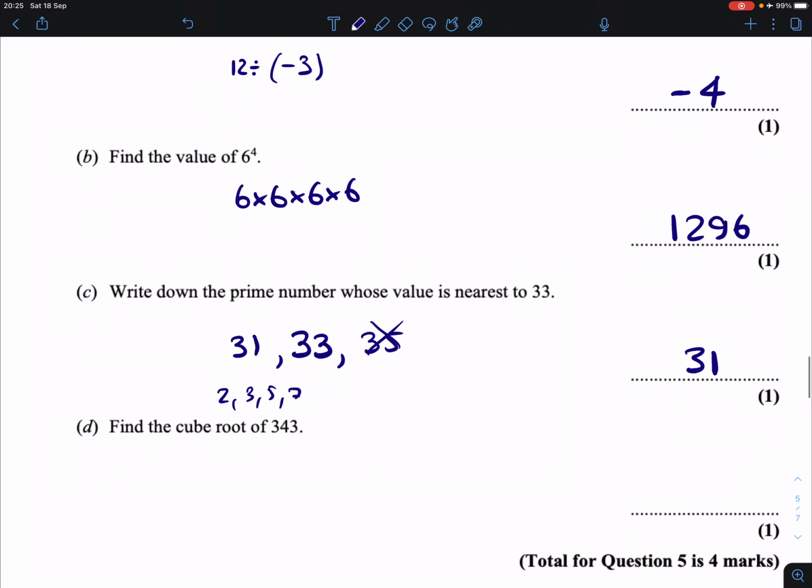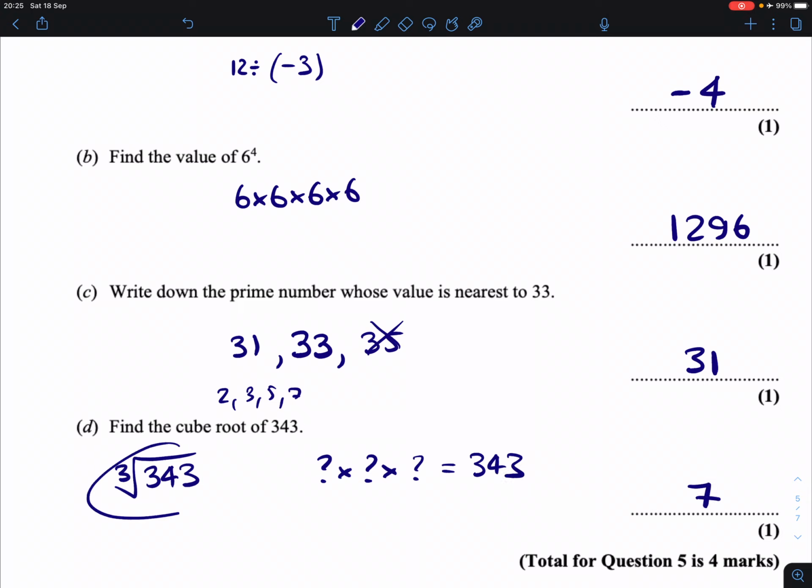Part D, find the cube root of 343. The cube root of 343 you can just type in your calculator so that it looks like that, but you're also answering the question what times itself again will give you 343, and if you go through trial and improvement you end up with 7. However, you're allowed a calculator, so you should really just type that in. Done.